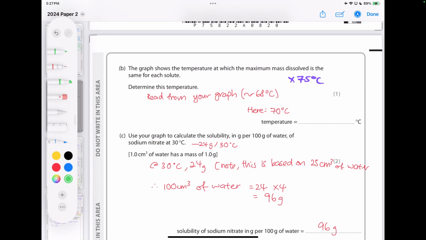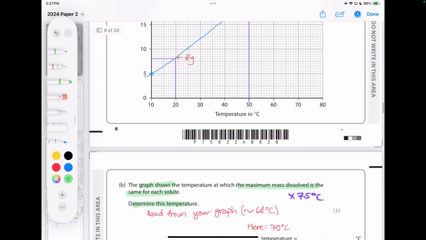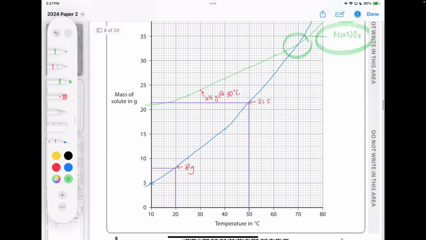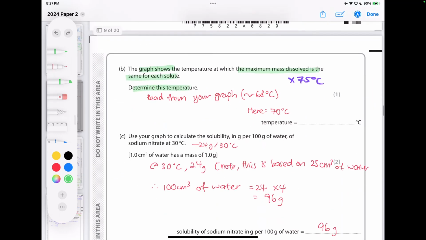You need to use the graph to show the temperature at which the maximum mass dissolves for each solute. Determine this temperature. So you need to read from the graph, and basically what this means is we are looking at this point where the two graphs meet and intersect. If you look at mine, it's around 70 or 70.5, but if you look at the mark scheme, they say theirs is around 68. So mine is a little bit different.